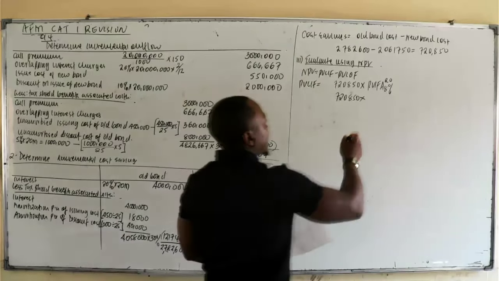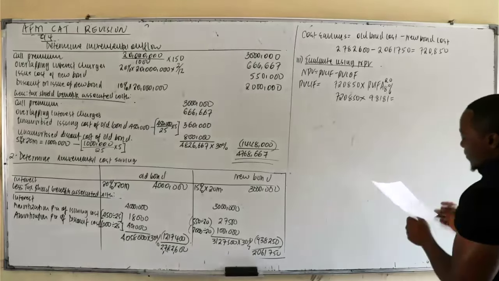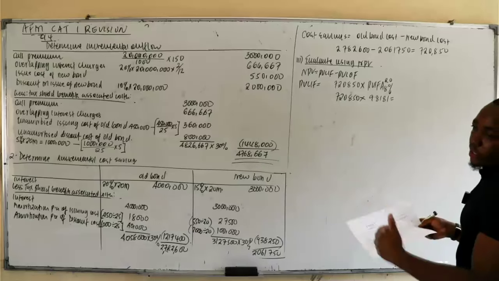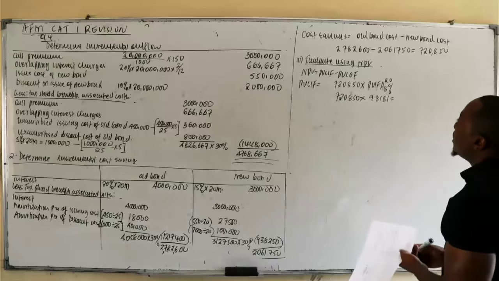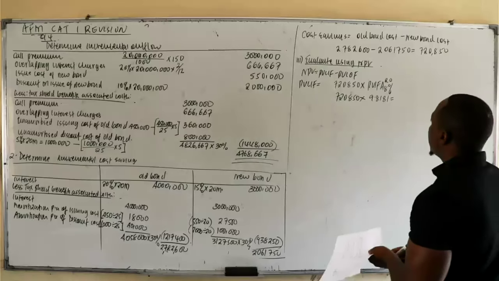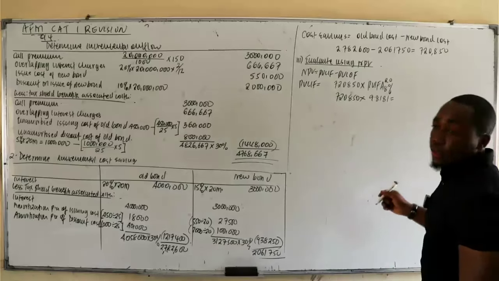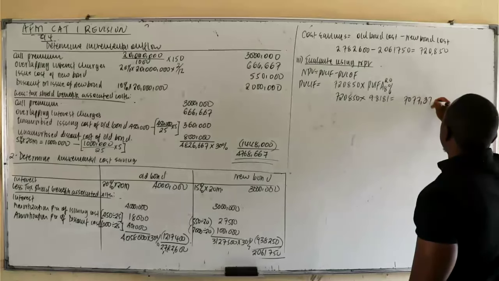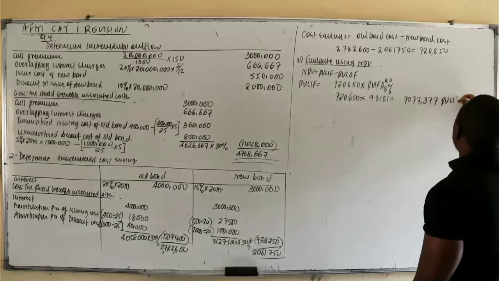9.8181, so give me that. Remember, this is the cost saving for the next 20 years. The answer is 7,157,377. This is the present value of cash inflow.